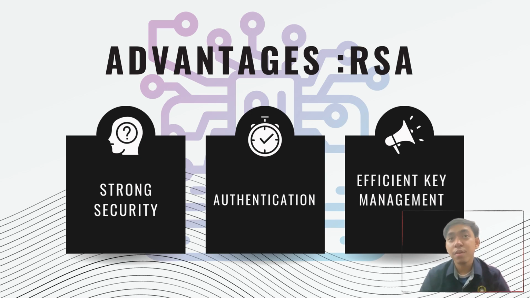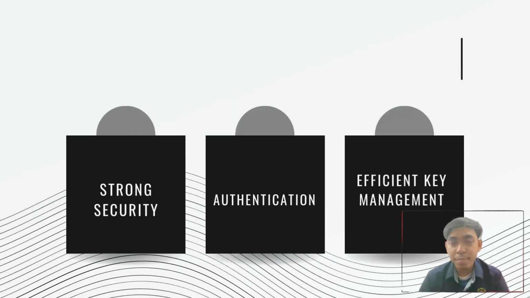The second one is authentication. RSA encryption provides a way to authenticate the sender of a message or data using a digital signature. A digital signature is created using the sender's private key, which can be verified using the sender's public key.